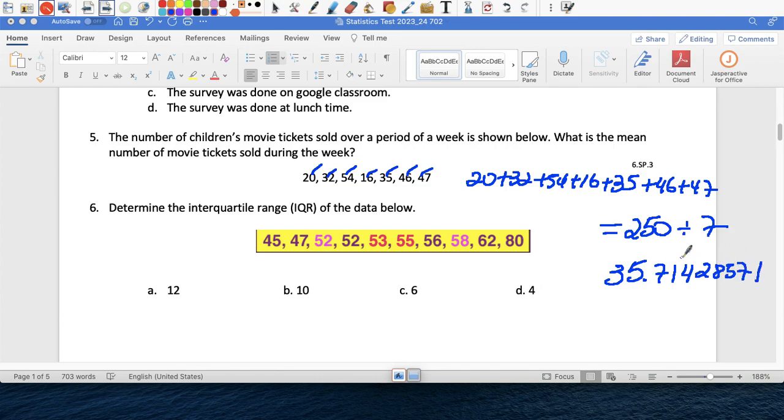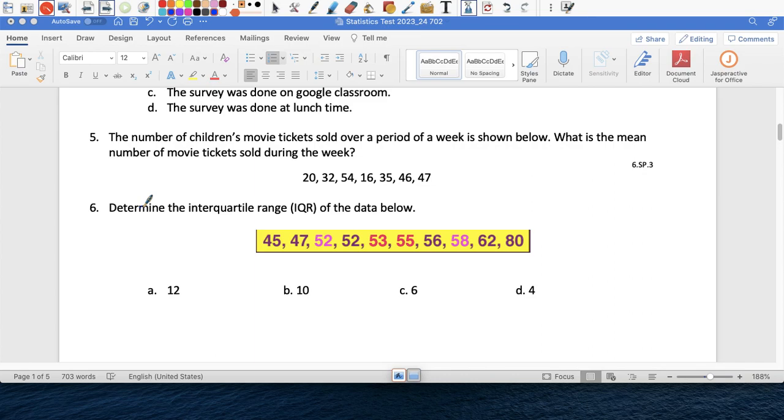35.7142857. So remember, we want to round it to the nearest tenth. So make a line right here. And then see if that 4 can make that 7 go 1 higher. Can the 4 do that? No, we cannot. So the final answer is 35.7.